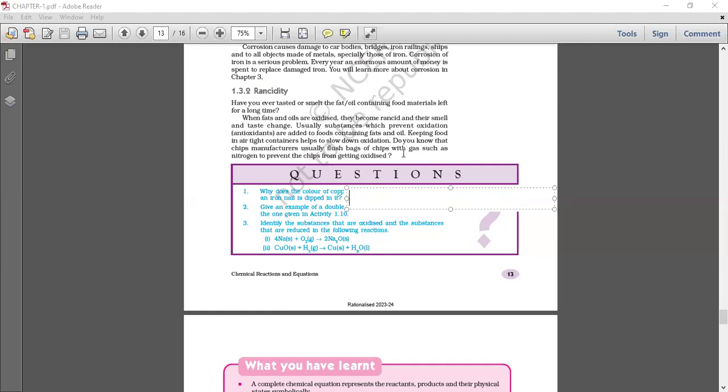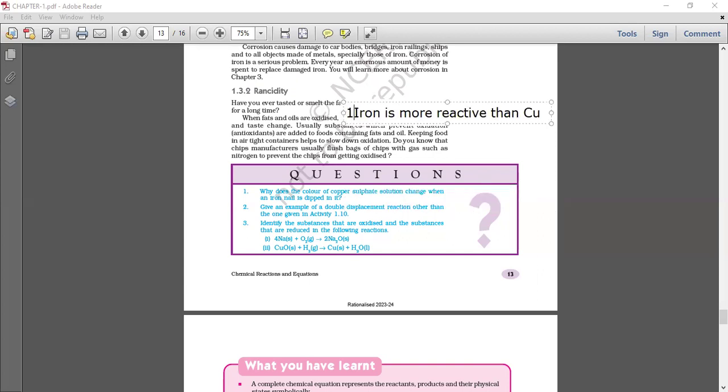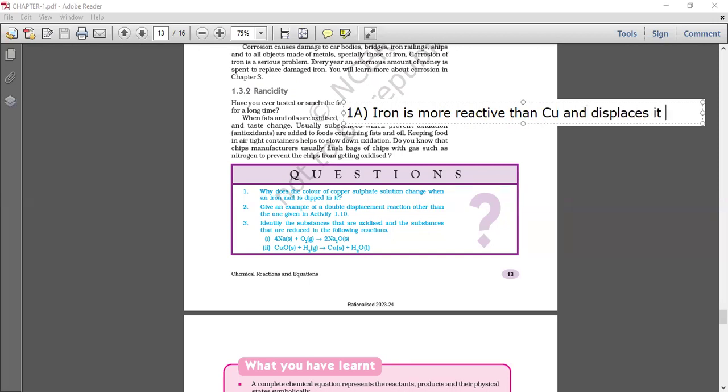Because iron is a more reactive metal. More reactive than what? Than copper. Iron is more reactive than copper. I'm writing the answers here. This is the first answer. Iron is more reactive than copper, and what happened then? It displaces copper from copper sulfate. So that is the reason the color changes.